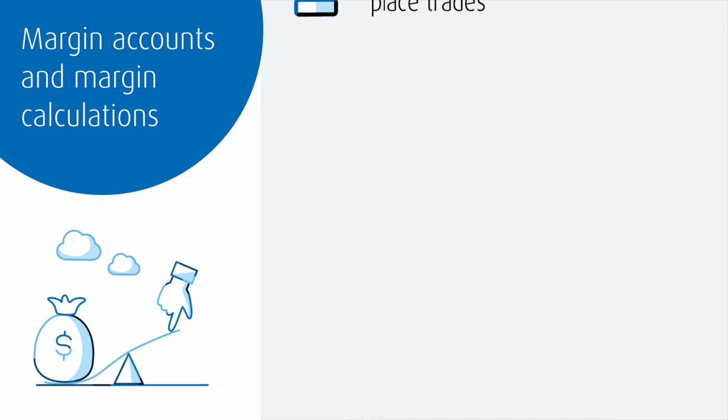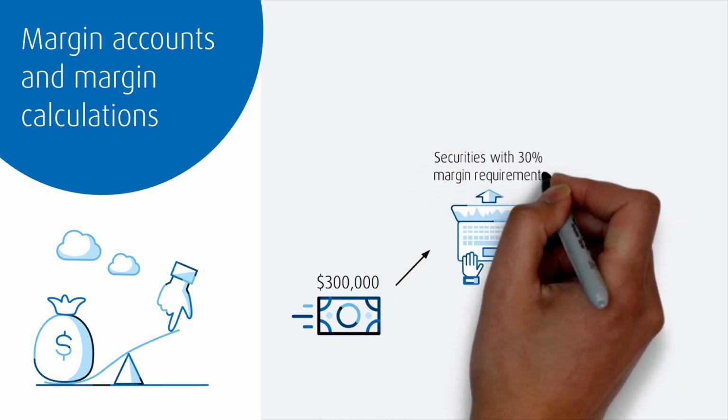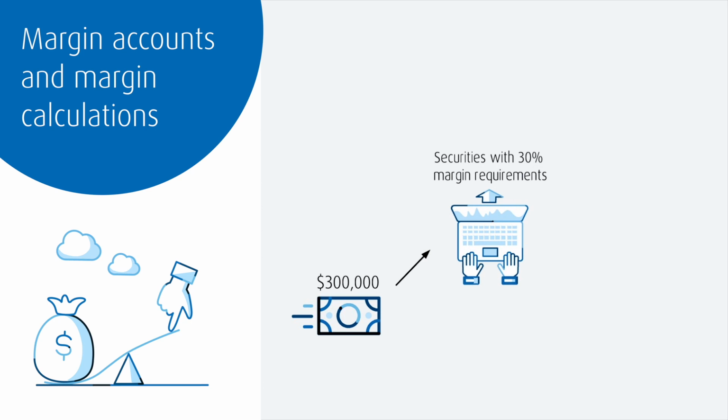For example, if you deposit $300,000 of cash into a margin account and you wanted to purchase a portfolio of diversified securities that all have margin requirements of 30%, then it would be possible to purchase $1 million of securities, as $300,000 is 30% of $1 million. While it may not be prudent to immediately use up all of the buying power available in a margin account, you can see that margin accounts can be very powerful.